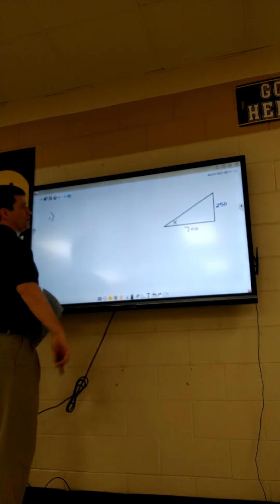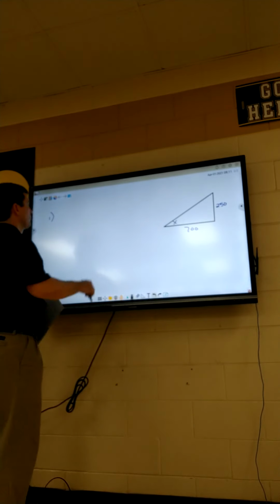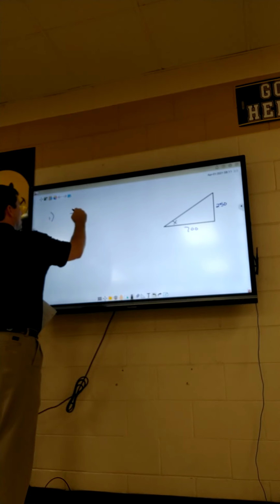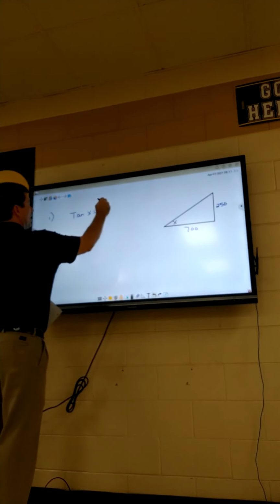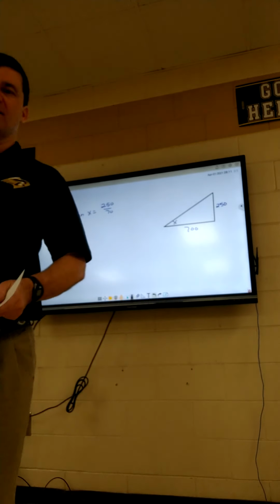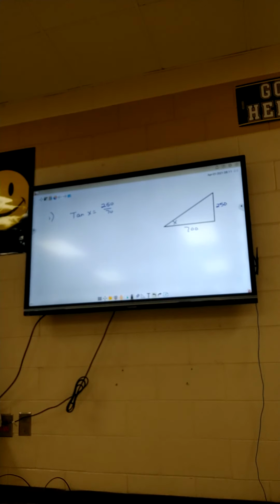All right, so which formula do I use on this one? Opposite over adjacent. Opposite and adjacent is tangent. So we got tangent of x equals opposite over adjacent. Y'all get an answer. Write your answer in degrees and minutes. You don't have to do seconds. We just do degrees and minutes on this.